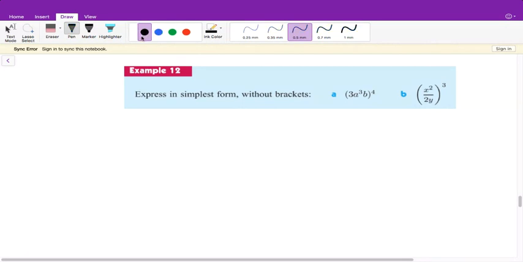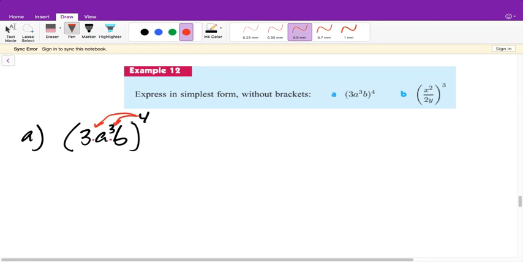All right, so for this one, for A, all of these are being multiplied. So when it's a product, it doesn't necessarily mean it's just 2 things. Every single one of these is being multiplied together. So that means this power 4 can go to every single one. So it becomes 3 to the 4th power times a to the 4 times 3 power, because we already had a 3 and now we have a 4, times b to the 4th power.